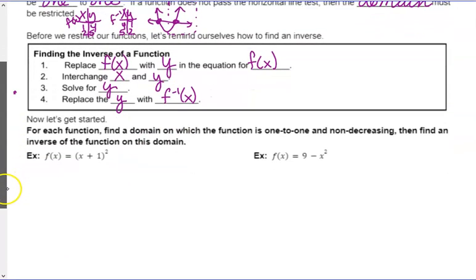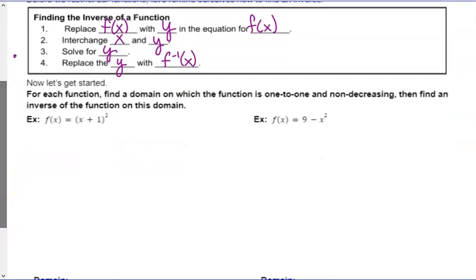All right, so let's get started. These first two, we're going to actually restrict our domain, and then the ones on the back side of these notes, we are just going to find the inverse for.